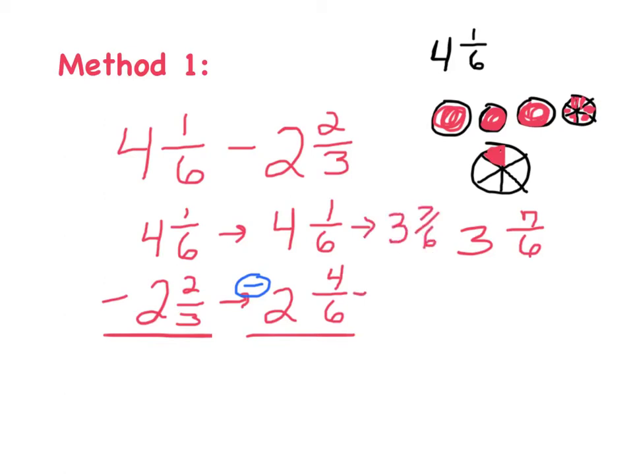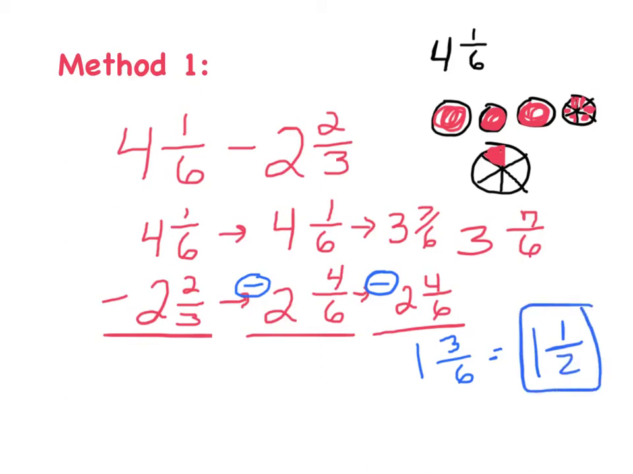And then I can leave the 2 4/6, which once again I'm going to subtract. Now I've solved my problem. 7/6 minus 4/6 leaves me with 3/6. 3 minus 2 is 1. This will reduce to 1 1/2.